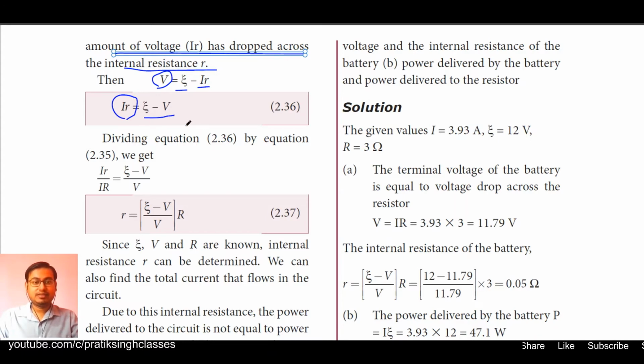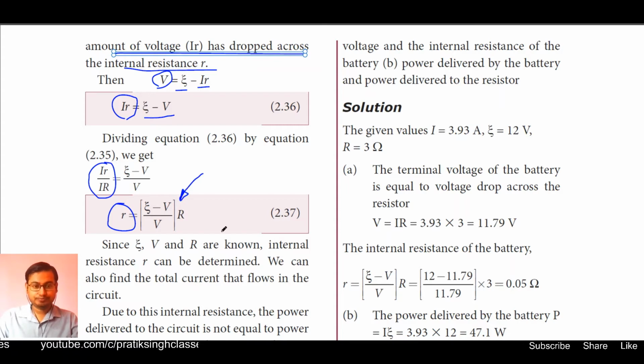Dividing this equation on both sides, what we get is Ir by IR is equal to (ξ minus V) by V. This equation has been divided by equation 2.35, and from here we get that r, the internal resistance of the battery, is equal to |(ξ minus V) by V| into R. The mod sign is given here because this may be positive or negative, but we always have to take the positive value.